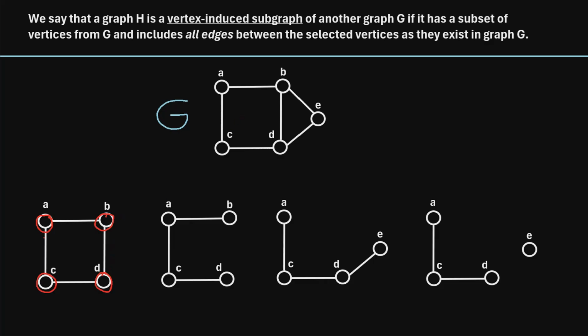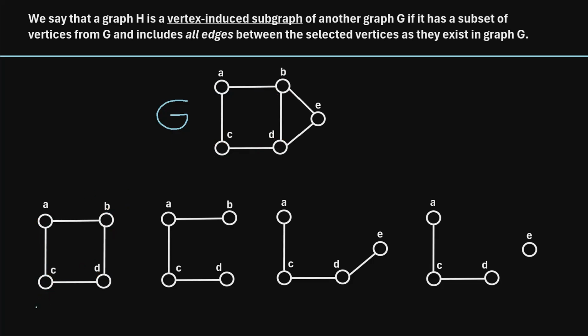So if we just consider these 4 vertices, if we consider them in the original graph, we can see that these 4 vertices are connected by a total of 4 edges right here. And we can see that in this graph, they are also connected by the same 4 edges. So we would call this graph a vertex-induced subgraph.